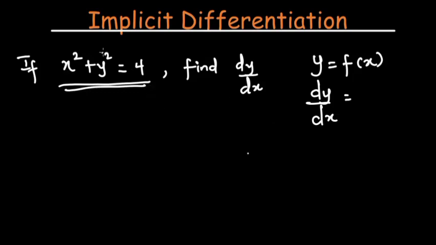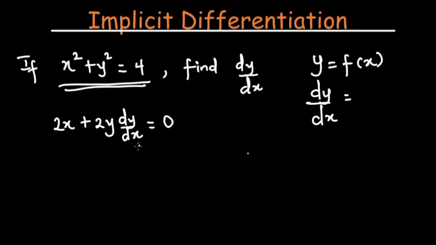Alright, so how do we solve for dy dx? We're simply going to follow one rule, which is that whenever you differentiate y, make sure you multiply your answer by dy dx. So very simple, differentiate x squared, that will give us 2x, plus differentiate y squared, that will give us 2y dy dx. So whenever you differentiate y, multiply by dy dx. Differentiate 4, you have 0.